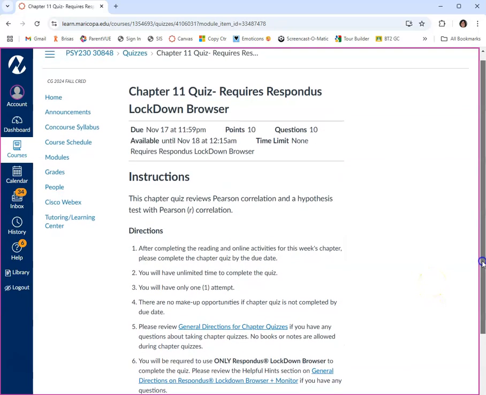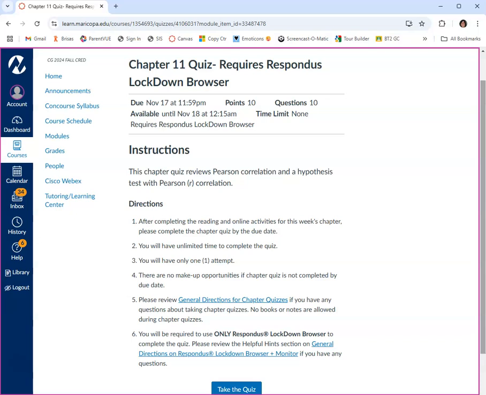And the last assignment is the chapter quiz. Please make sure to complete the reading and online activities for this week's chapter before taking the quiz.